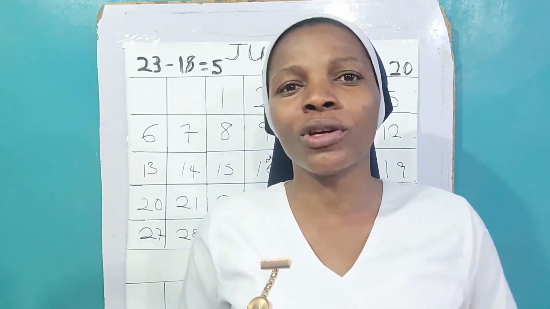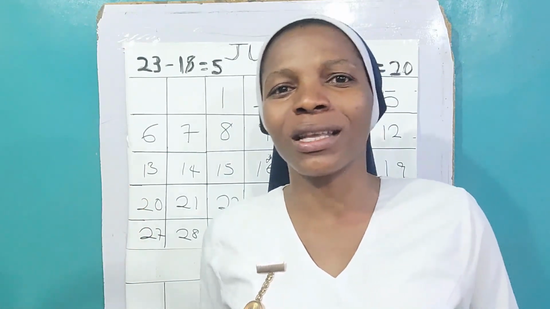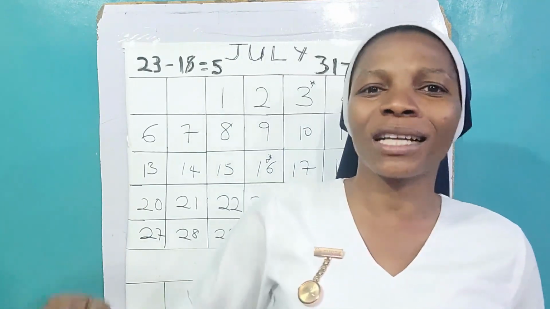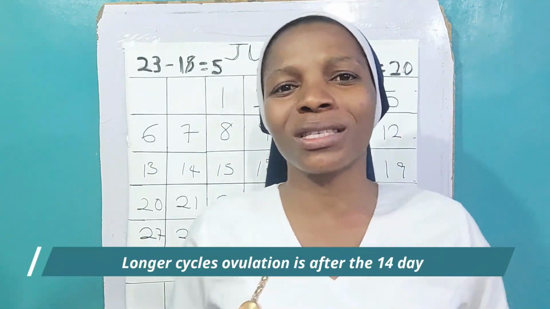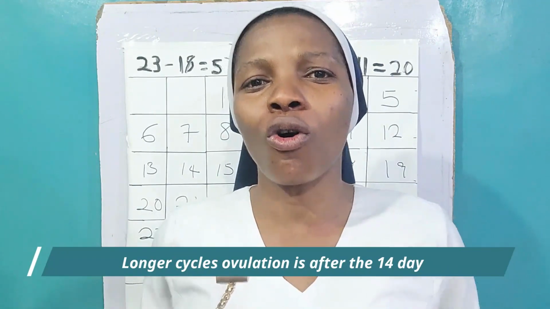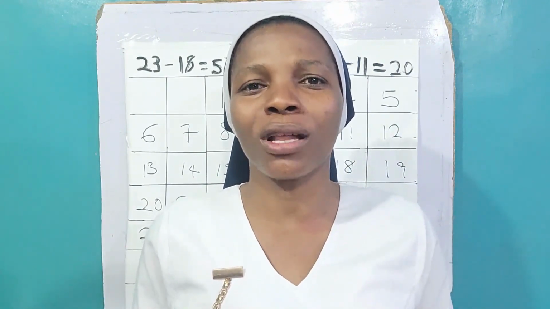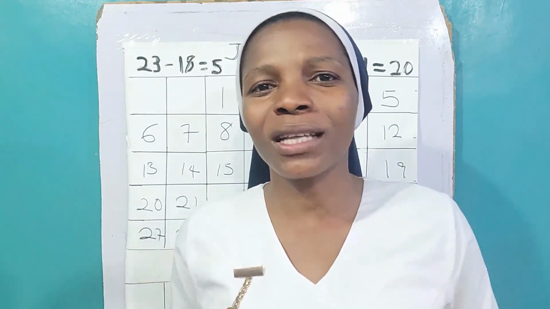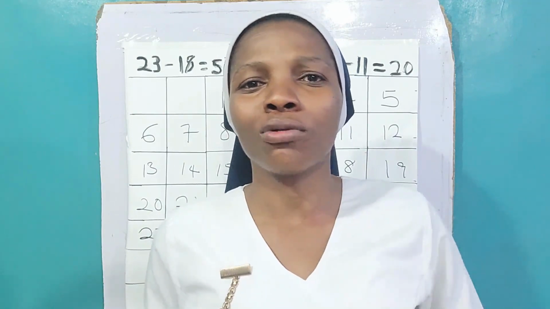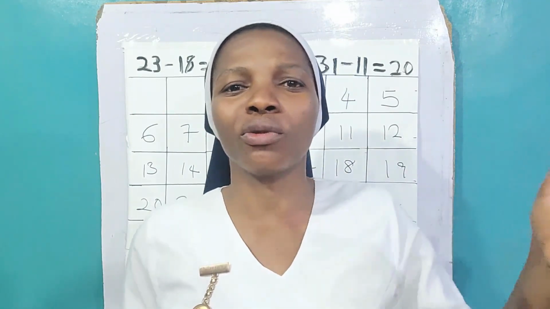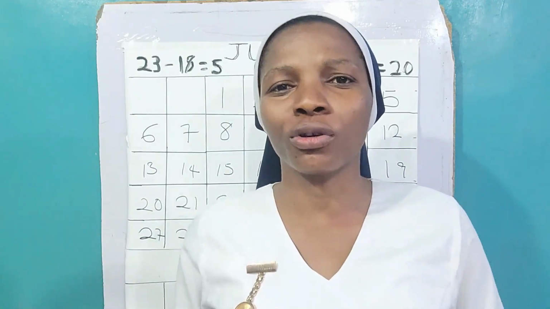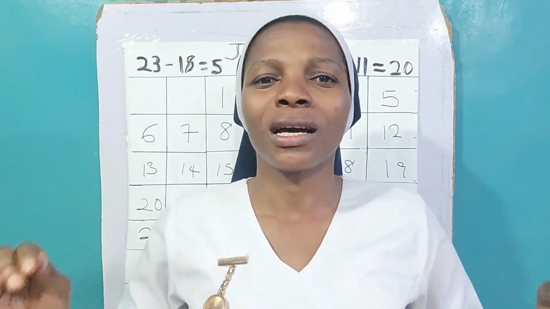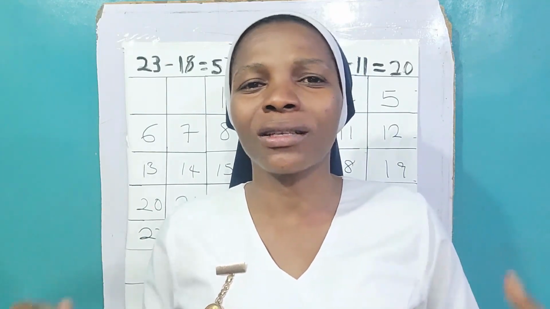If your cycle is longer than 28 days, let's say 30 days, you can as well add 2 days to the 14th day. It means that your ovulation is going to occur on the 16th day of your menstrual cycle. So the fertile days include the ovulation day, then days before the ovulation, and days after the ovulation. This number of days will make up the fertile days.